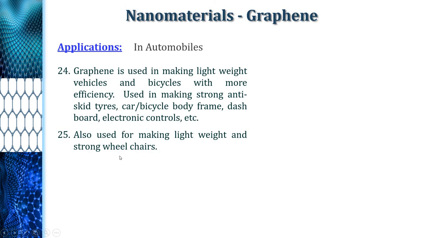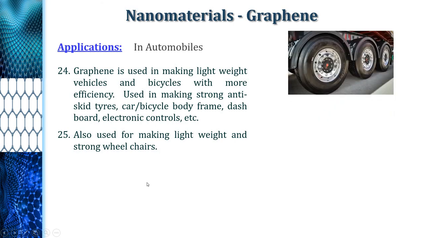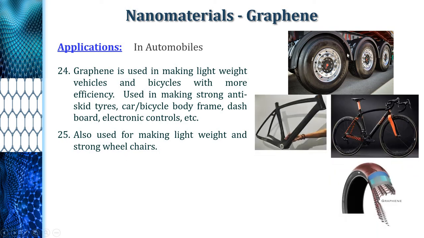In the automobile industry, graphene is used in making lightweight vehicles and bicycles, and these automobiles are more efficient. It is used for making anti-skid tires, car and bicycle body frames, dashboards and electronic controls. In each and every part of the automobile industry, graphene is used. This is how the lightweight anti-skid tires are made. The whole tire is not made of graphene. It is mixed with rubber to make a composite, and then it is used.